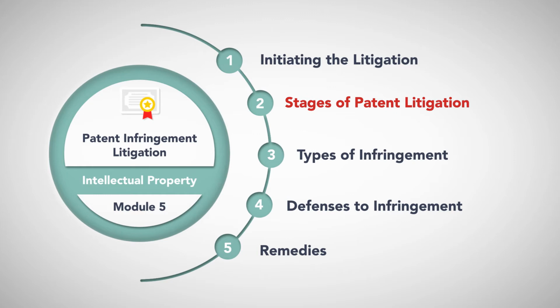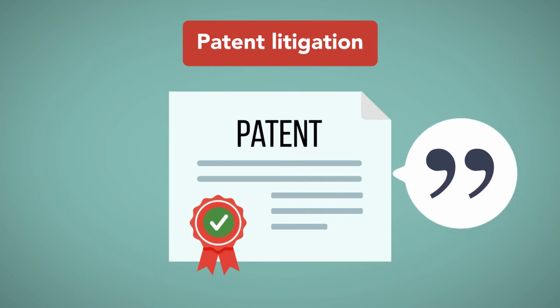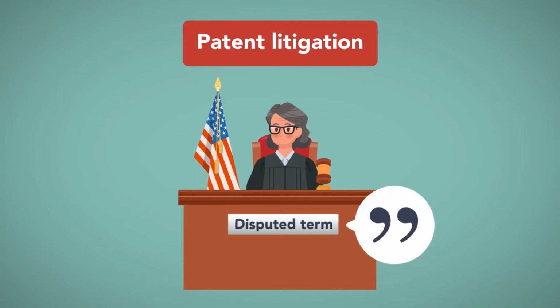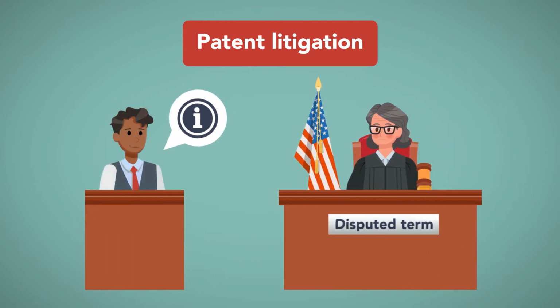Stages of patent litigation. Patent litigation often hinges on the words used to describe the inventions in each asserted claim of a patent. The judge overseeing each case must make determinations regarding the meaning of each disputed term. To do so, judges typically request a Markman hearing in which the parties, and often their expert witnesses, educate the judge regarding the technology at issue and explain why certain terms should have a certain meaning.